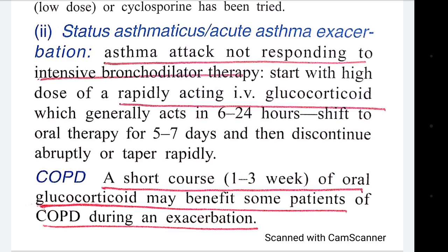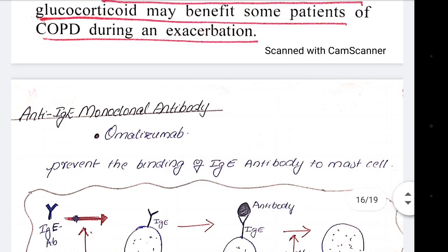Next is in case of COPD. You give it as a short course. A 1 to 3 week course of oral glucocorticoid is found to be beneficial for some patients, especially during exacerbation.